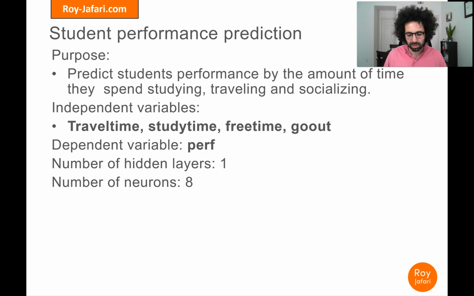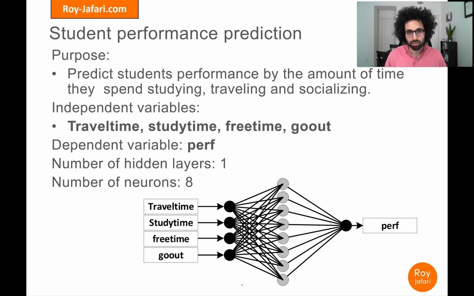So let's look at an example here. Here, we are trying to predict the student performance based on their travel time, study time, free time, and go-out time. These are our independent attributes. We have 4 independent attributes, therefore 4 neurons in the input layer. We have 1 dependent attribute, therefore 1 neuron in the output layer. And we have designed our network so we have 1 hidden layer, and that hidden layer has 8 neurons.